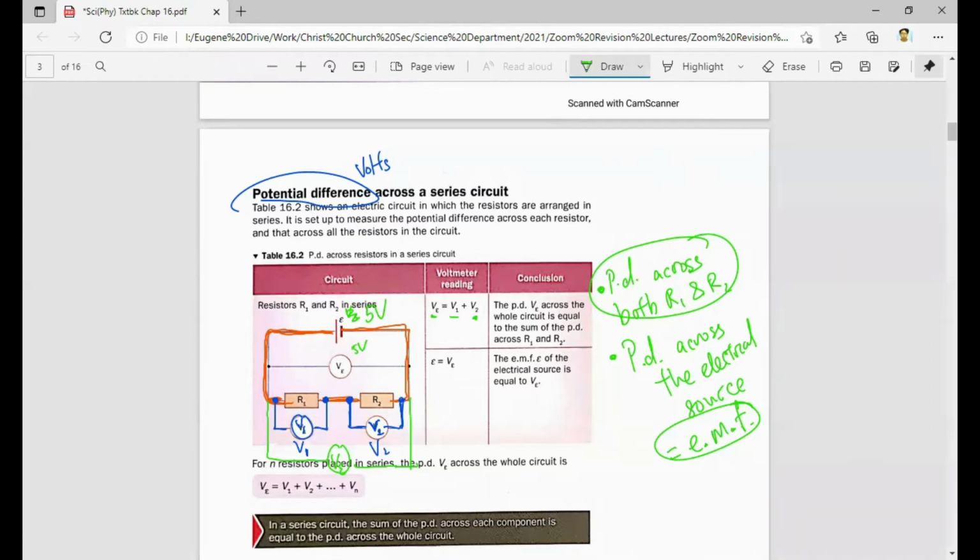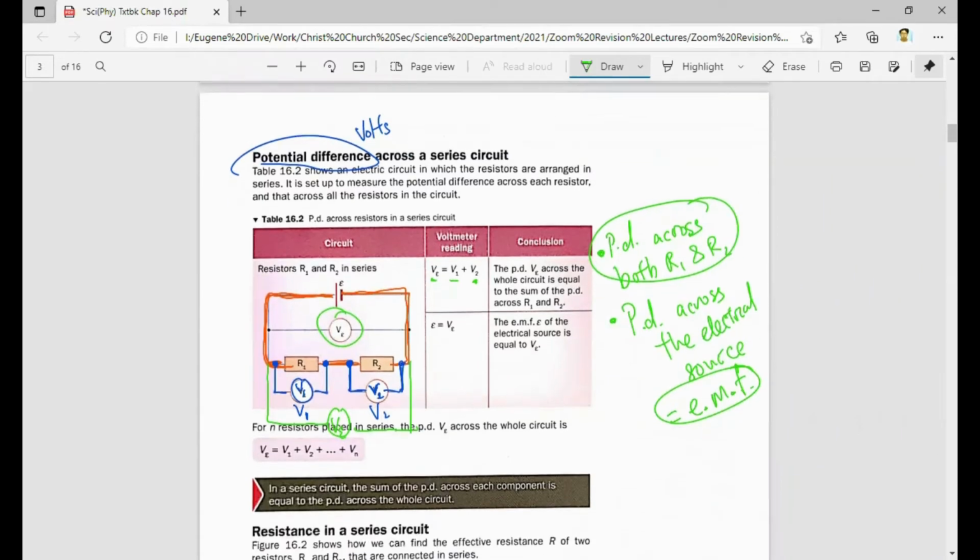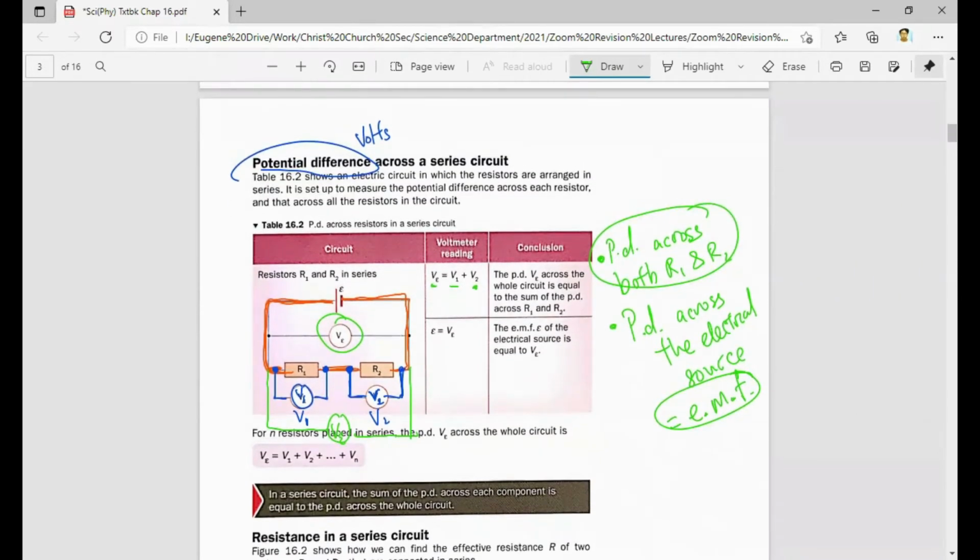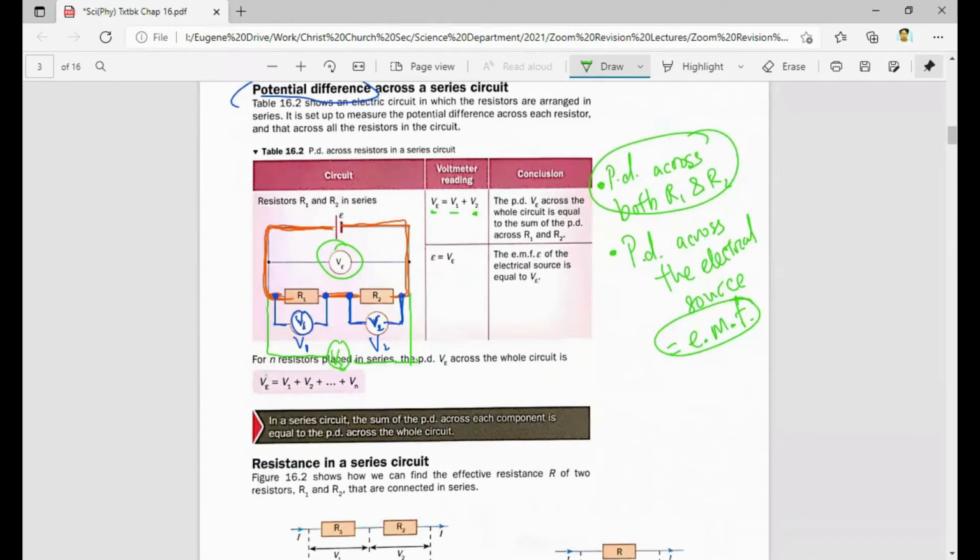Okay, what it means is that by having VE over here, you are also measuring the EMF of the electrical source, the electromotive force. So based on this, what conclusion can you draw? You realize that VE is equal to V1 plus V2. If I have more resistors all connected in series, I can add all their potential differences up and get the VE, which is the EMF, or the potential difference across the whole circuit.